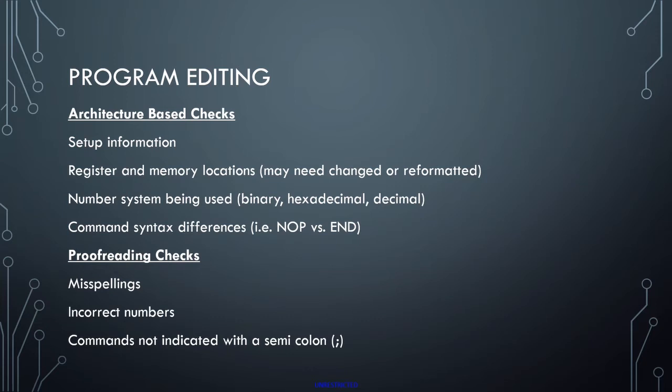There may also be incorrect numbers being used. If you accidentally hit a 5 instead of a 6, just make sure all of your registers and values are correct as you're reading through. And your commands, always remember that they need to be indicated with a semicolon. So that's what we're using in our YASP compiler. Sometimes in other compilers, commands can be indicated with a double slash. That's what sets a command apart. And so that's something to also pay attention to, is to make sure your commands are properly separated out from the rest of the program.